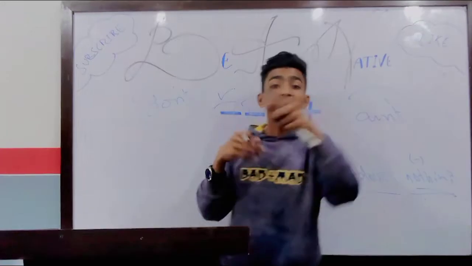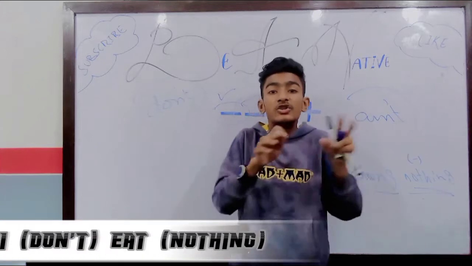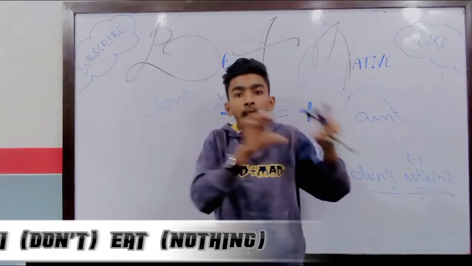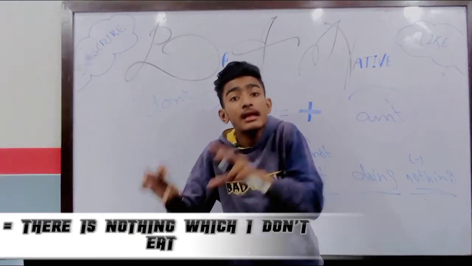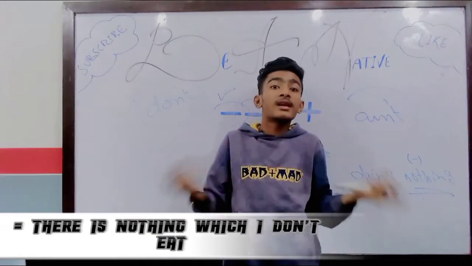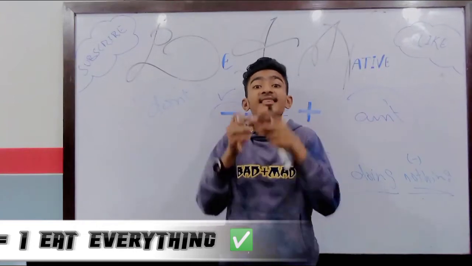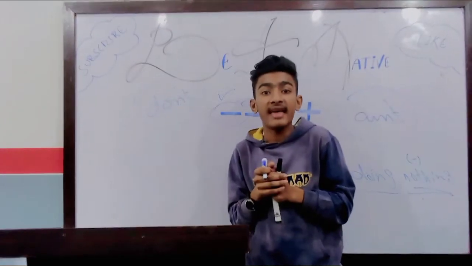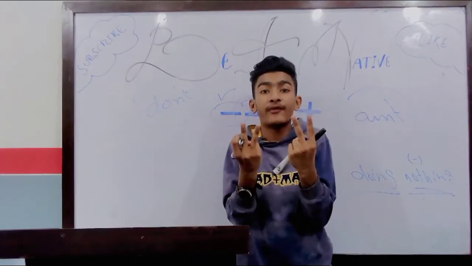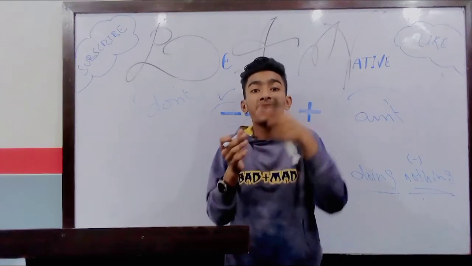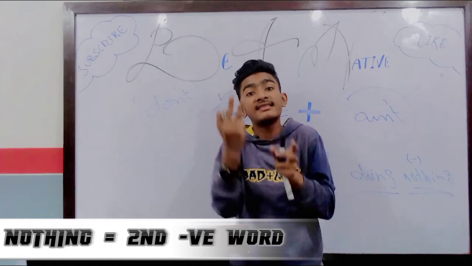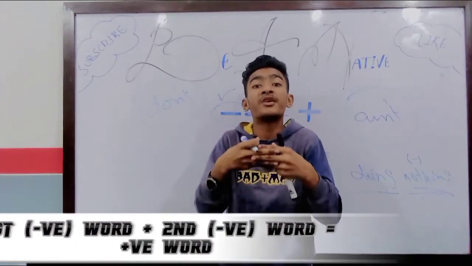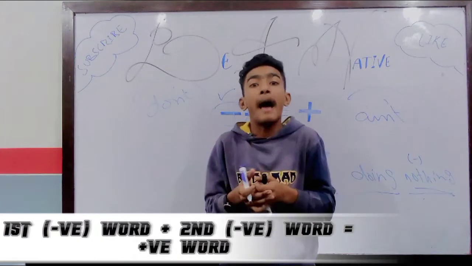It's magic. So you can say another sentence. I don't eat nothing. You can say there is nothing which I don't eat. So you can say I eat everything. That's how you use the concept of don't, and that's how you use the two negative verbs in a positive way. So here, the don't is the first negative verb, and the nothing is the second negative verb, and these two negative verbs contract together to make a positive verb.